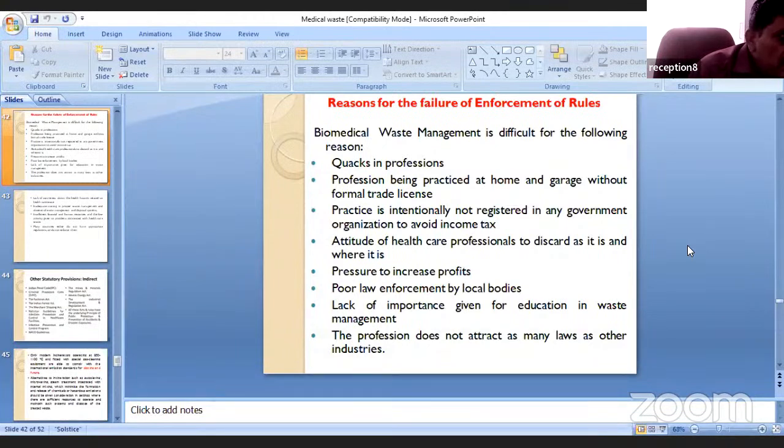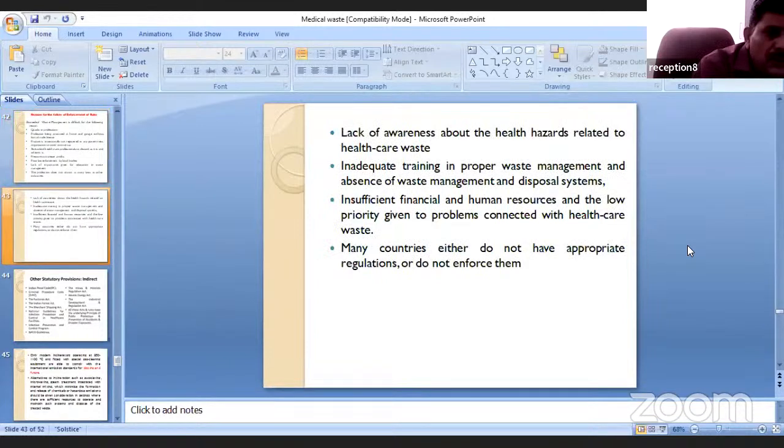Local municipalities or corporations have not given any enforcement among hospitals and other medical industries. Little importance is given to education and waste management, and the proposals do not attract as many laws as industry, so they are not ready to follow them. There is also a lack of awareness among the people, especially about biomedical waste, inadequate training among the people handling biomedical waste, as well as insufficient financial allotment to do the biomedical management.